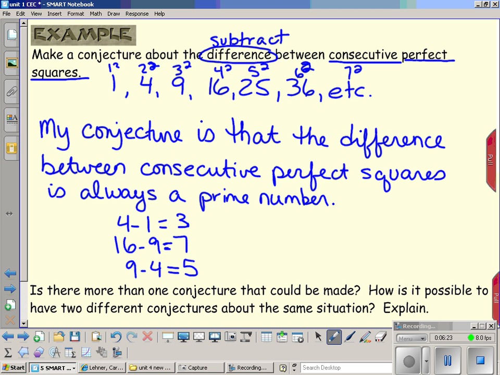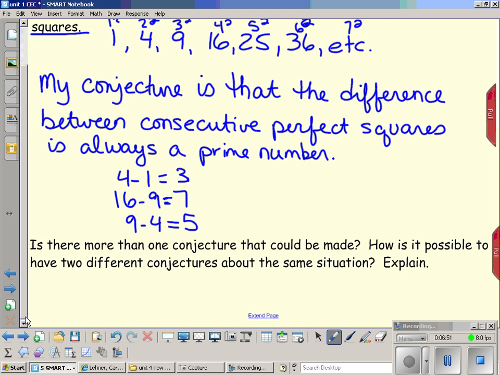Now, some of you might be thinking, well, I don't know if that's true all the time. And we're actually going to deal with that in the next lesson. So for right now, we made a conjecture. We used 3 pieces of evidence, which is the minimum that we want to use. And it looks like it's true. Is there more than one conjecture that could be made? Actually, yes, there is. Some of you might have thought of a different conjecture.